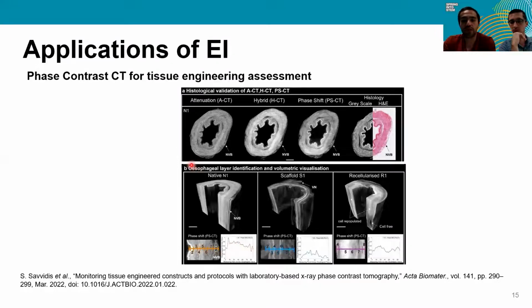transition. And here is where X-ray phase contrast tomography can provide volumetric reconstruction with a high level of detail, similar again to histology, without destroying the sample. And here in the image, you can see the layers being retrieved or distinguished for the native, the scaffold, and the recellularized esophagus, which can help you understand this whole tissue engineering process for complex samples like the esophagus.